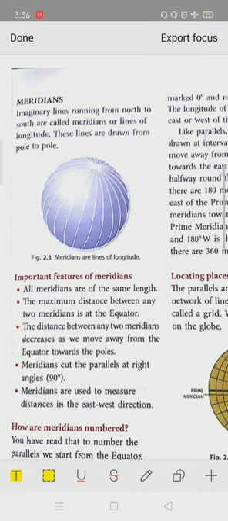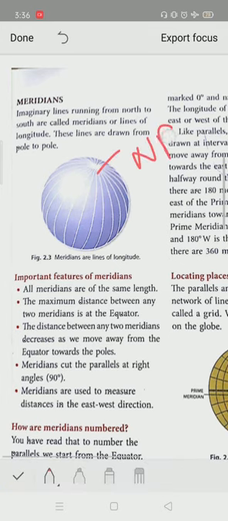Meridians. Imaginary lines running from north to south are called meridians or lines of longitude. These lines are drawn from pole to pole. If this is the North Pole, this will be the South Pole. The edge we are not able to see, and they are lines drawn from the North Pole to the South Pole. They are called meridians. All meridians are of the same length.